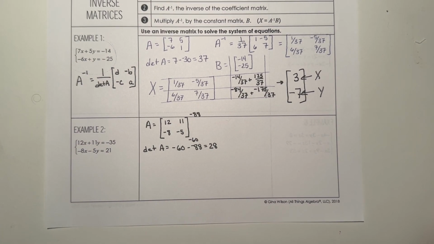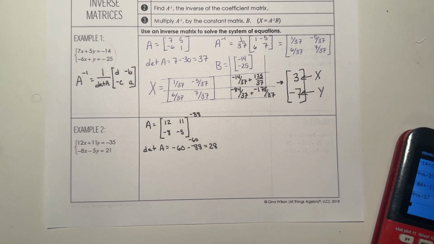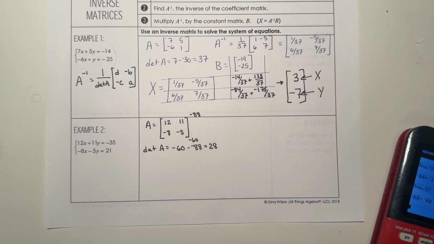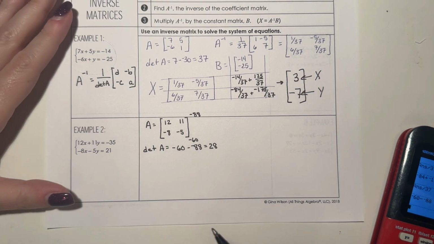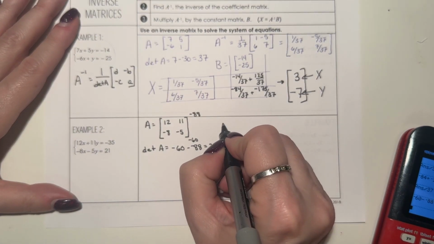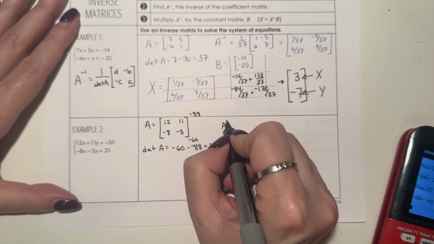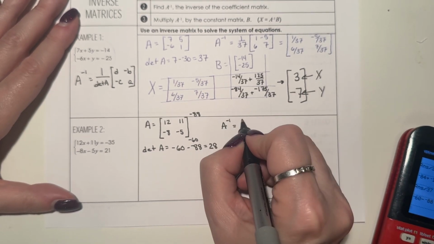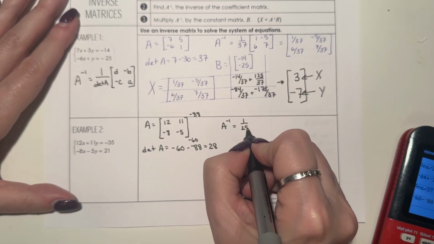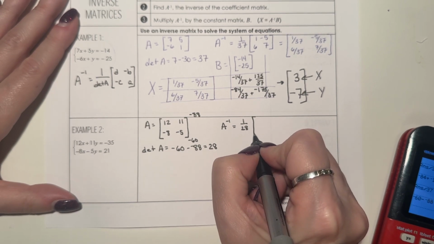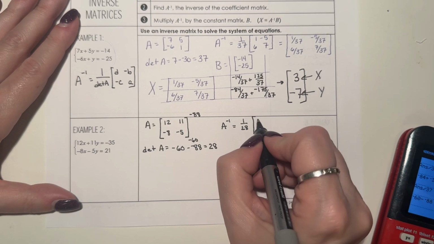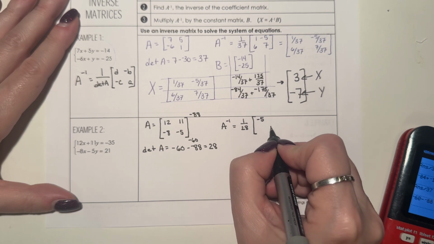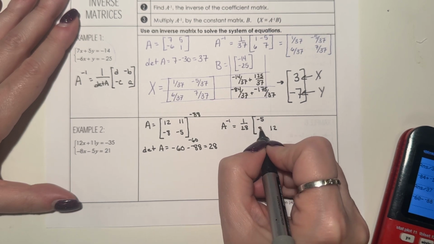Let me give everybody a chance to give that a try real fast. I'm going to reconfirm it because the last thing I want to do is give you wrong information. Okay, it's 28. All right, now I'm going to find A inverse. So using the formula that's right up above, let's walk through it. You got 1 over 28. Change the position on the main diagonal. Change the sign on the other diagonal.